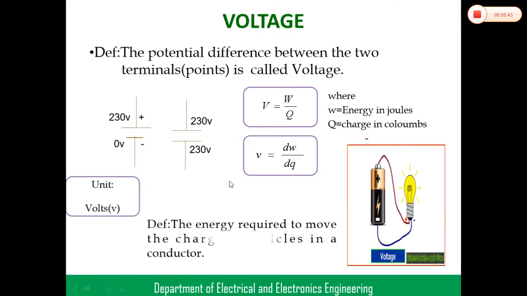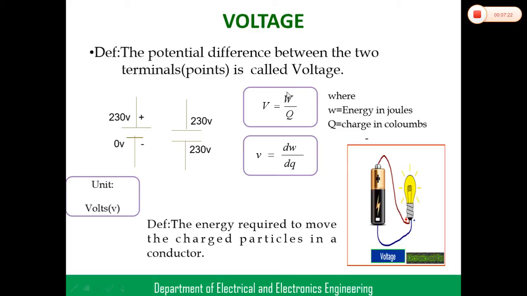So we can define voltage in another manner also from this formula. Here W is nothing but energy, and Q is nothing but charge. I already said that when there is some potential difference between the two points, then only the current passes through some devices. So here also I mentioned the same: the energy required to move the charged particles in a conductor is called voltage.